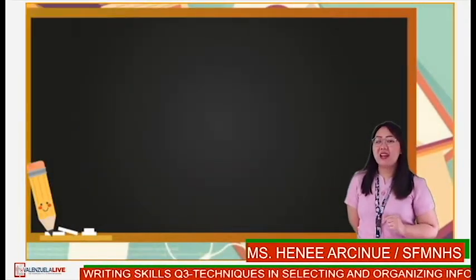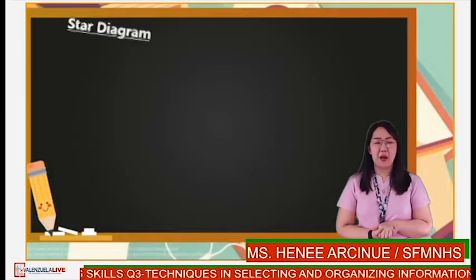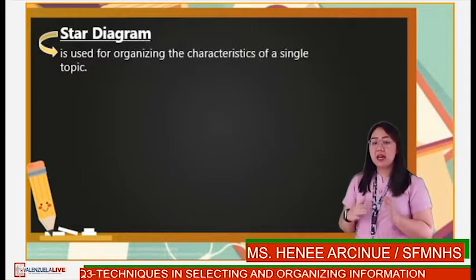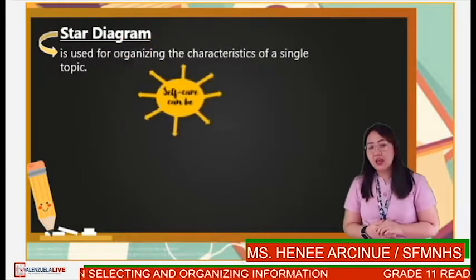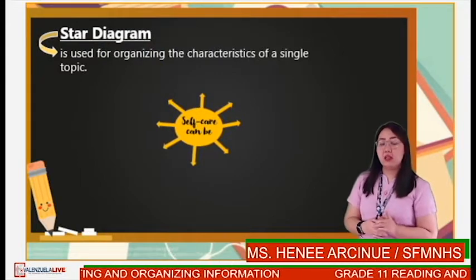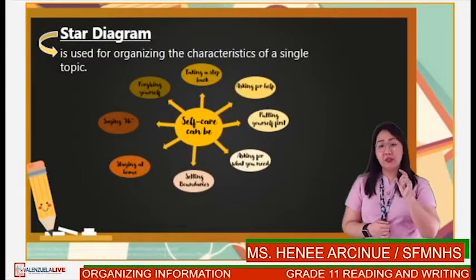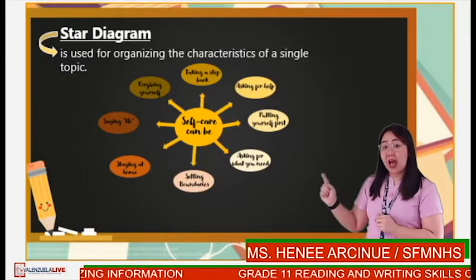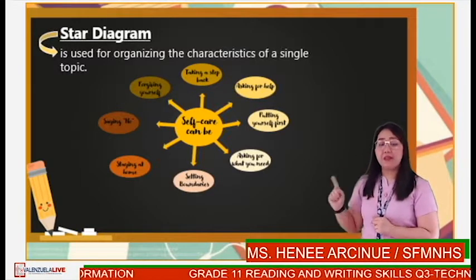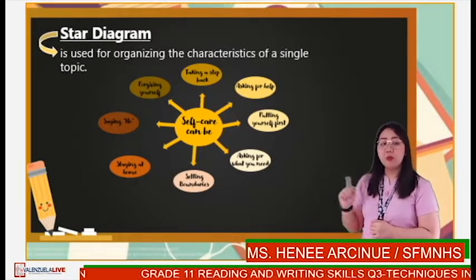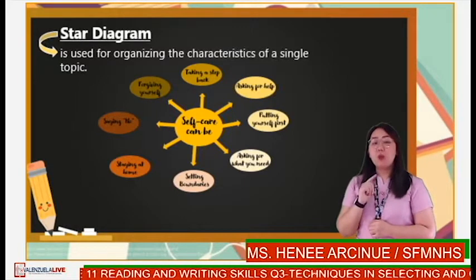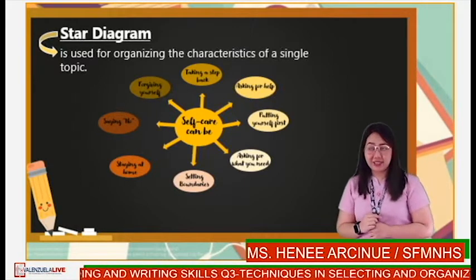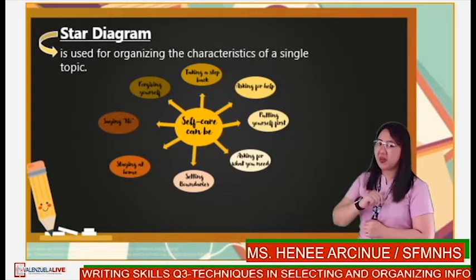Second to the last, we have the star diagram. It is used for organizing the characteristics of a single topic. The central space is used for displaying the topic, with each point of the star listing some facts, attributes, or traits about the topic. In most cases, we use this kind of diagram if we will describe the characteristics of a character in a story.